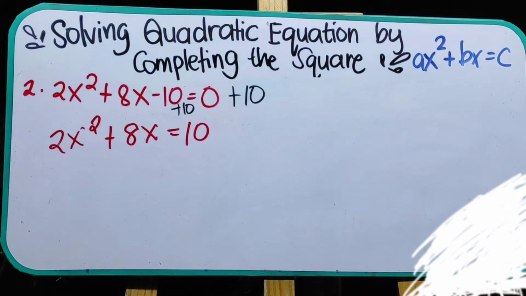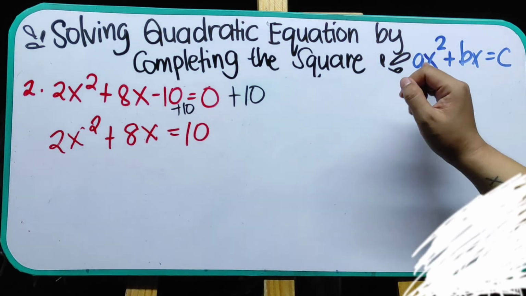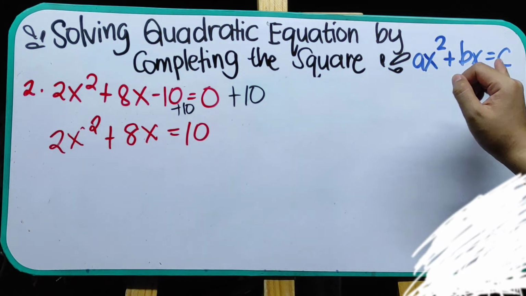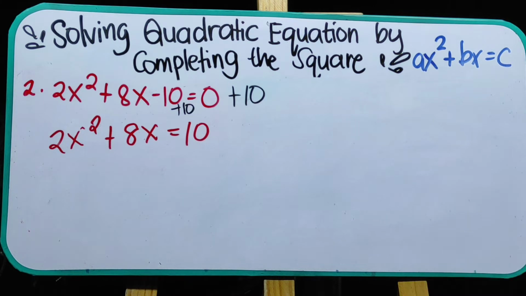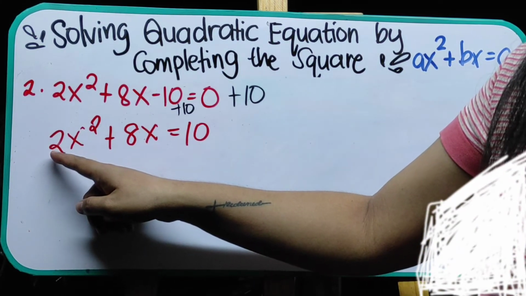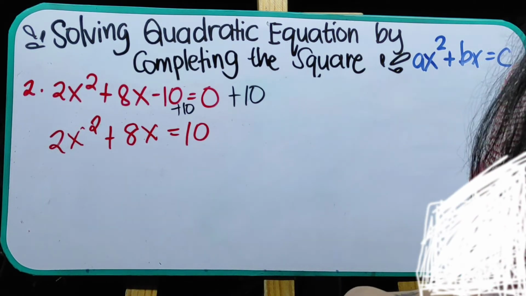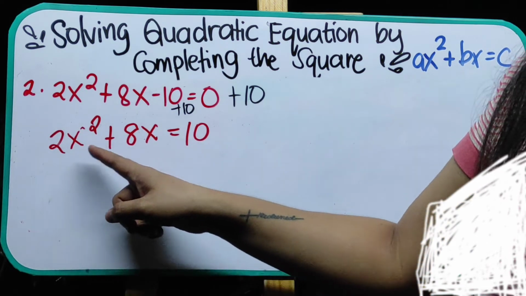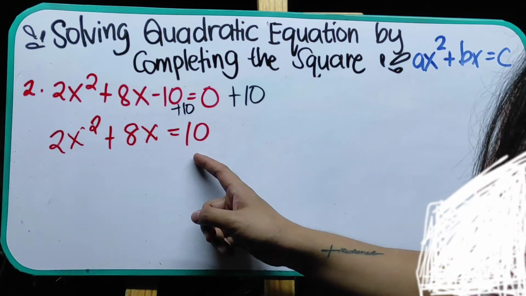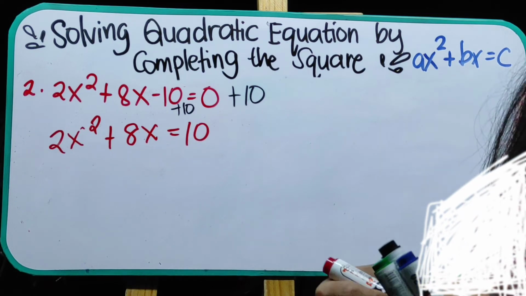Okay po, ayan po yung ating first step. Ang first step po natin lagi, i-rewrite ang given equation in the form ax squared plus bx equals c. Next, kung mapapansin ninyo, ang value ng a natin ay 2. So, ang gagawin natin, kailangan i-reduce natin yung ating quadratic equation since lahat naman ng coefficients natin dito, 2, 8, and 10 are divisible by 2.